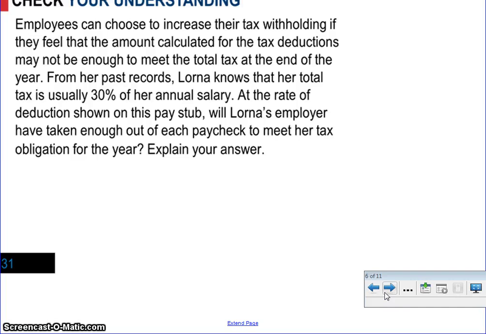All right, it says employees can choose to increase their tax withholding if they feel that their calculated deductions may not be enough. Lorna knows that usually her tax is 30% of her annual salary. At the rate of the deduction shown on this pay stub, will Lorna's employer have taken out enough for her to meet her obligation? And explain your answer.